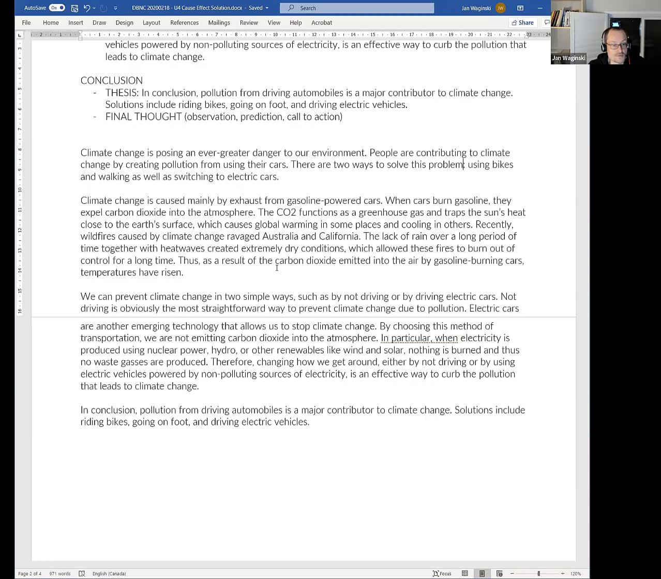Thus, as a result of the carbon dioxide emitted into the air by gasoline-powered or gasoline-burning cars, temperatures have risen. We can prevent climate change in two simple ways, such as by not driving or by driving electric cars. Not driving is obviously the most straightforward way to prevent climate change due to pollution. Electric cars are another emerging technology that allows us to stop climate change.